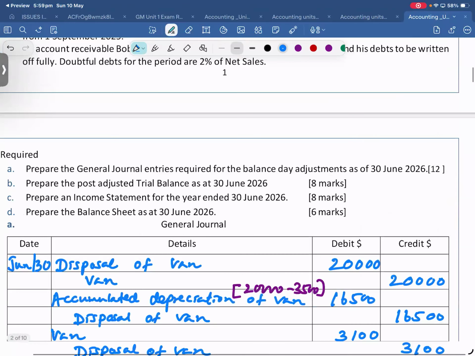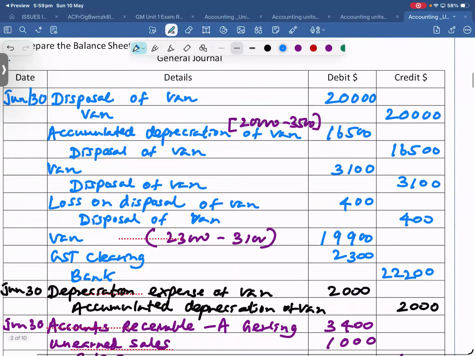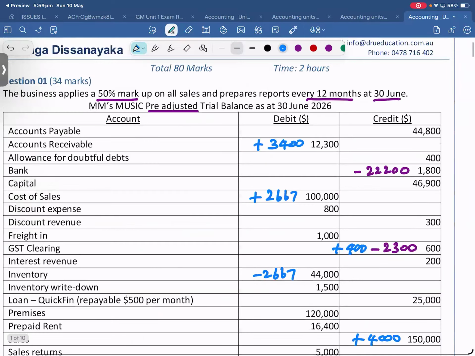Sir, so when do I get to eat my banana? Hold on. 3,400. Yep.